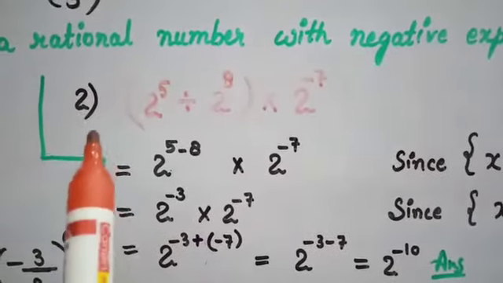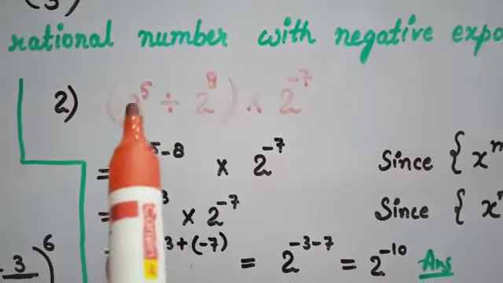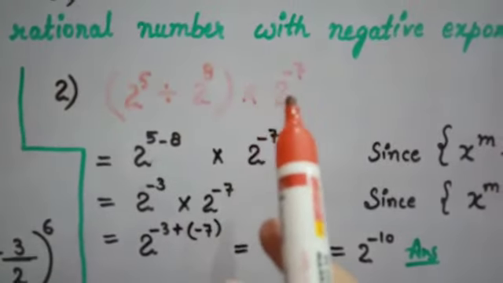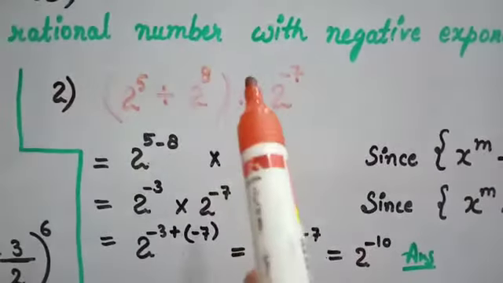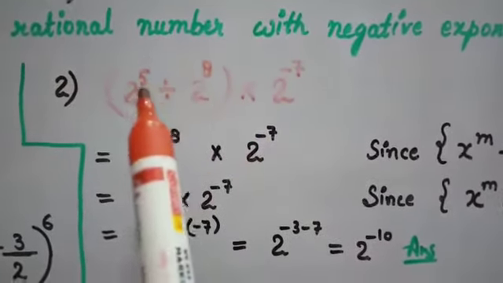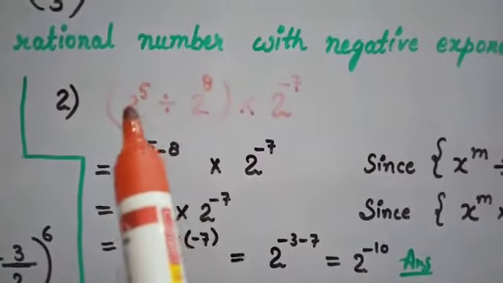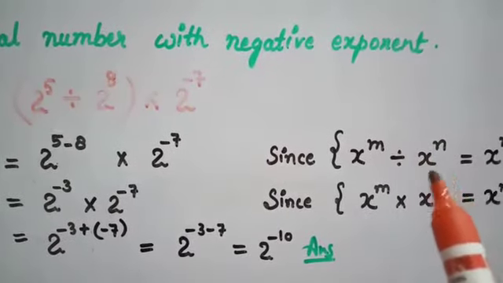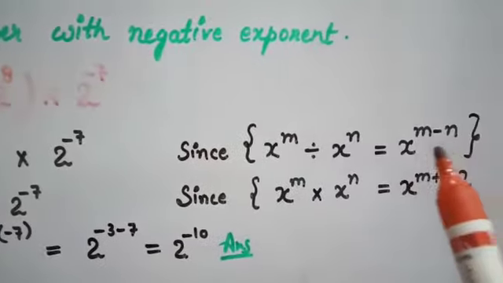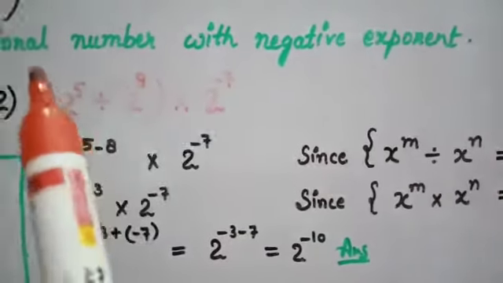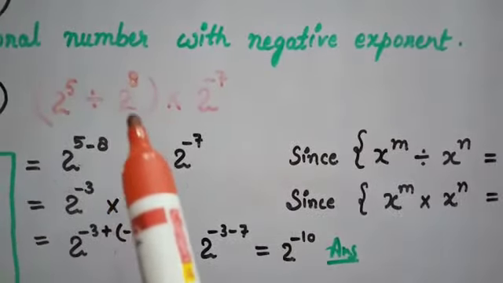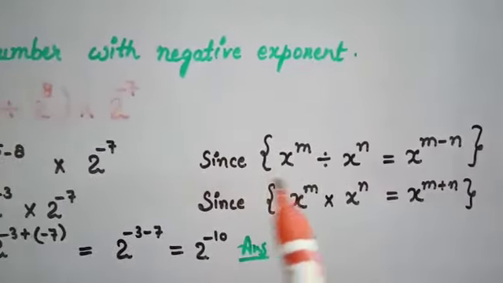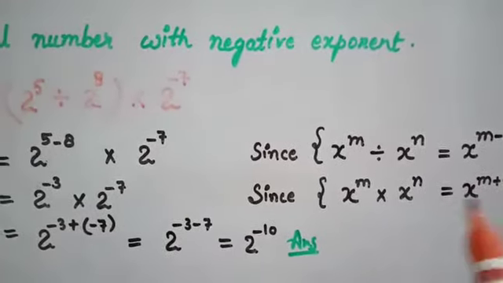Now we will solve the second part of question F, which is 2 to the power of 5 divided by 2 to the power of 8 into 2 to the power of minus 7. Firstly, we will solve the bracket, and this bracket is in the form of x to the power of m divided by x to the power of n equal to x to the power of m minus n. 2 to the power of 5 divided by 2 to the power of 8 is in the form of this law. So we will use this law of exponent.